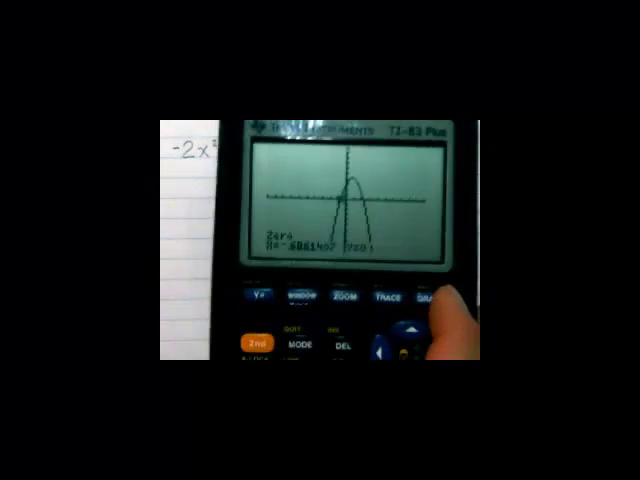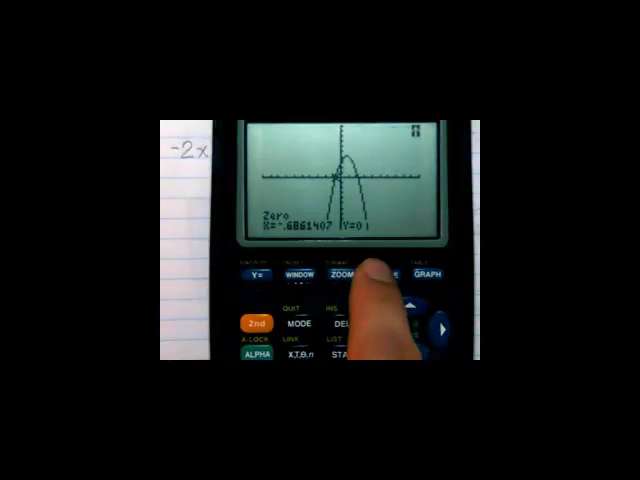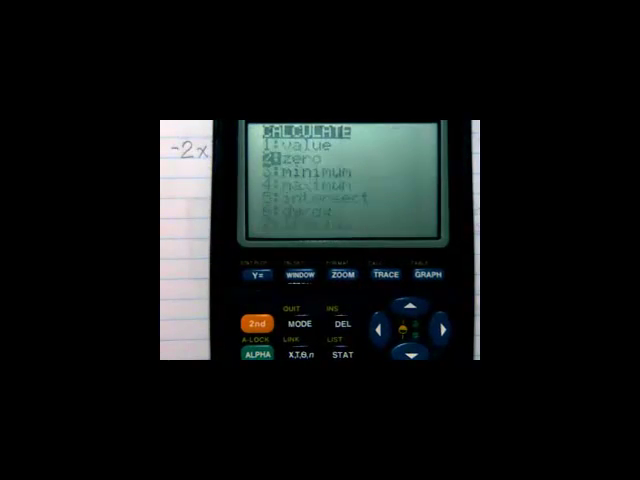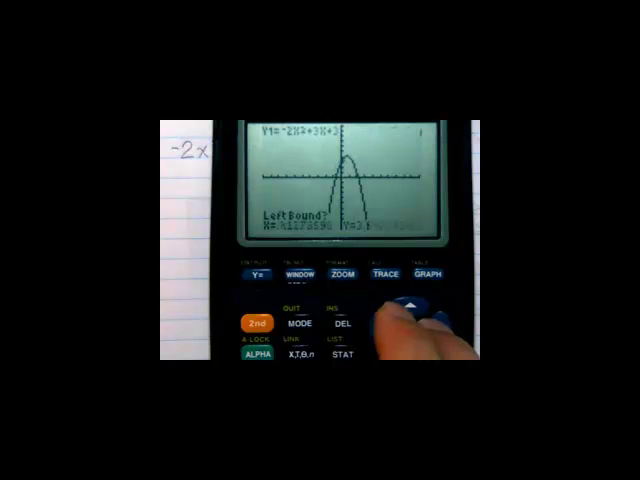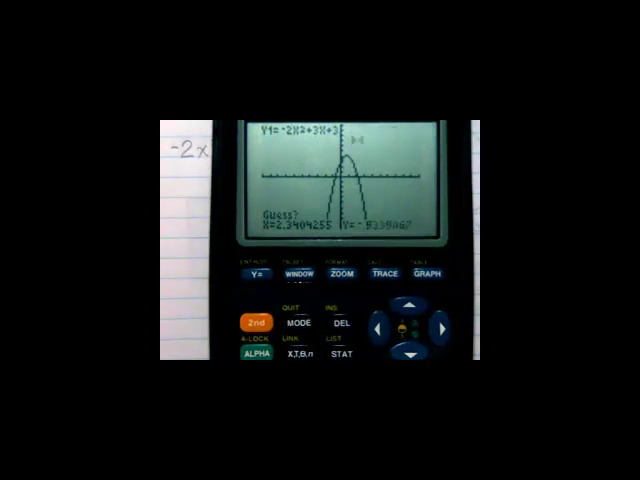Same process. Second, trace, number 2. And then we're going to move over to that one. And go a little bit to the left of it, which would be about right there. And then a little to the right of it, which would be about right there. And then enter one more time. And that 0 is at about 2.2.